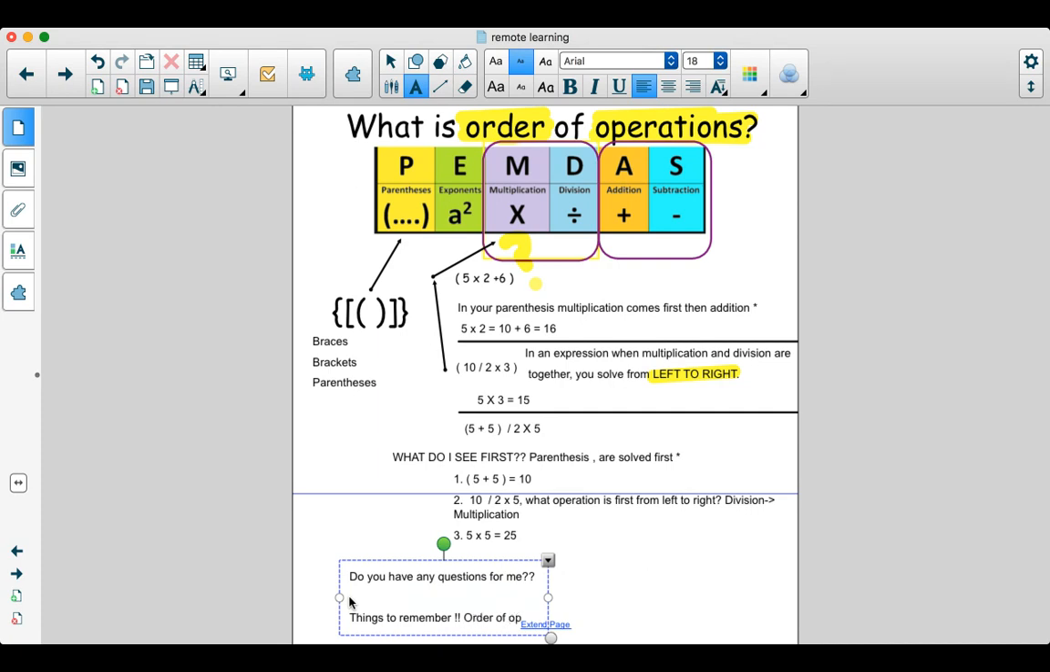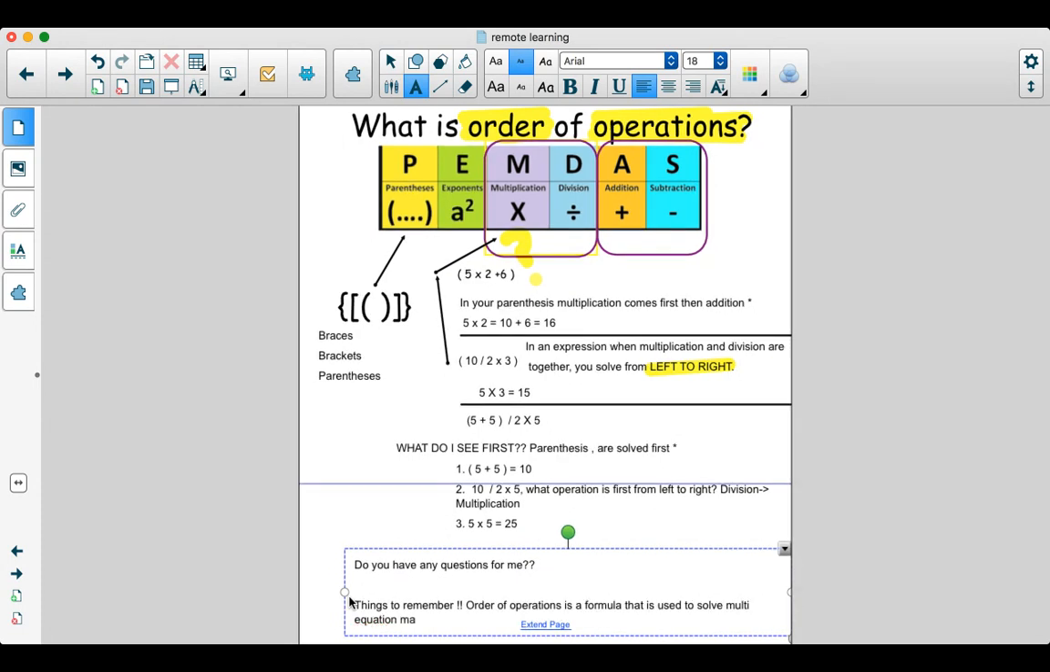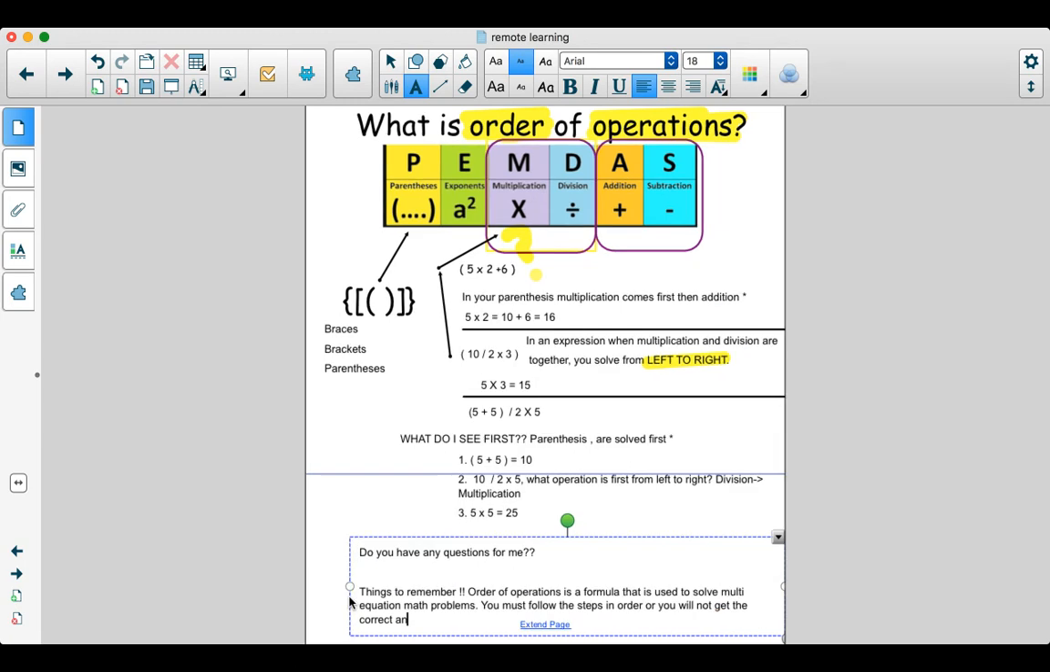Order of operations is a formula, right, that is used to solve multi-equation math problems, okay? You must follow the steps in order, or you will not get the correct answer.